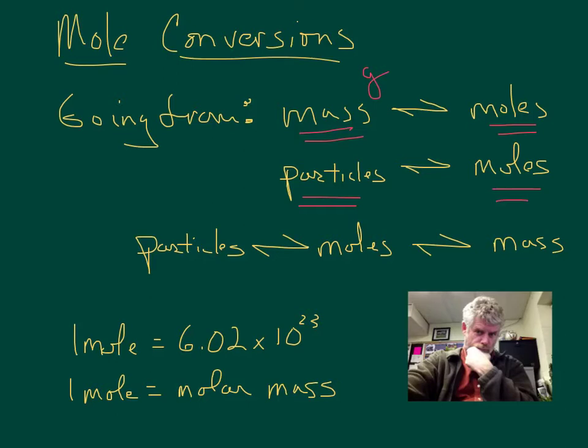For particles, we usually talk about atoms or molecules. And so in the big scheme here, this is what it looks like. I can go from particles to moles, moles to mass, mass to moles, moles to particles. And things that you need to remember here is that 1 mole is equal to 6.02 times 10 to the 23rd of whatever it is that you're talking about, if it's atoms or students or whatever, and 1 mole is equal to what we call the molar mass. So let's talk about this.